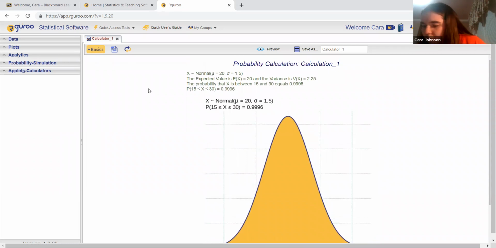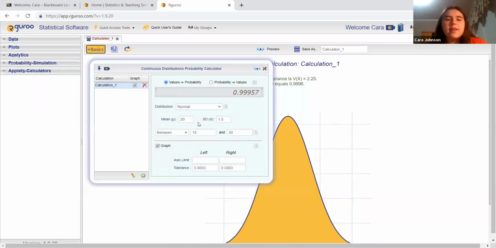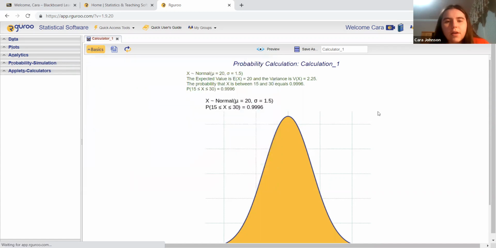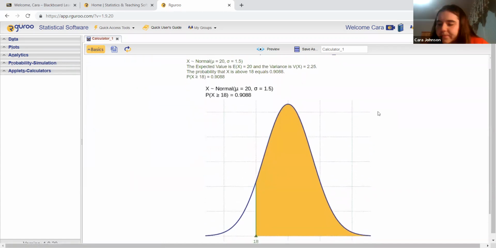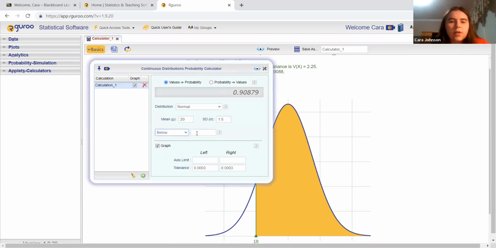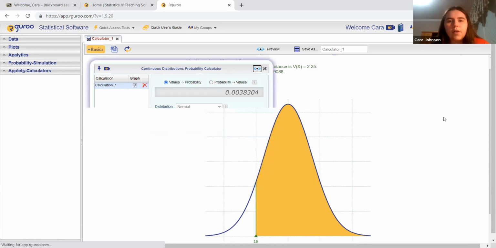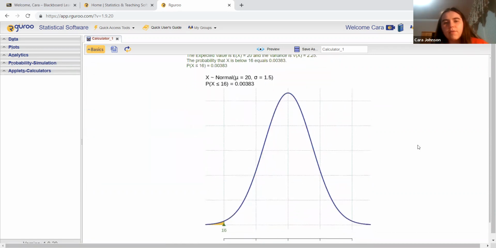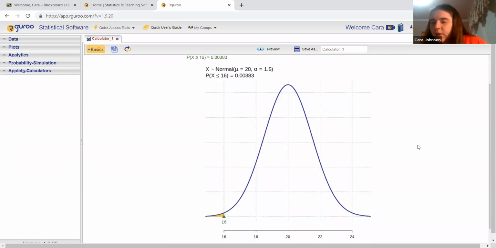The second one, find the proportion of products manufactured in no less than 18 minutes. That means 18 or higher, so we're going to do above 18. Hit the eyeball. You get 0.9088. Find the proportion of products manufactured in 16 or fewer minutes. That's going to be below 16. Hit the eyeball, and you get 0.00383. So those are our probability questions for that example. Let's now start going the other direction. The middle 20% of manufacturing times is between which two values?